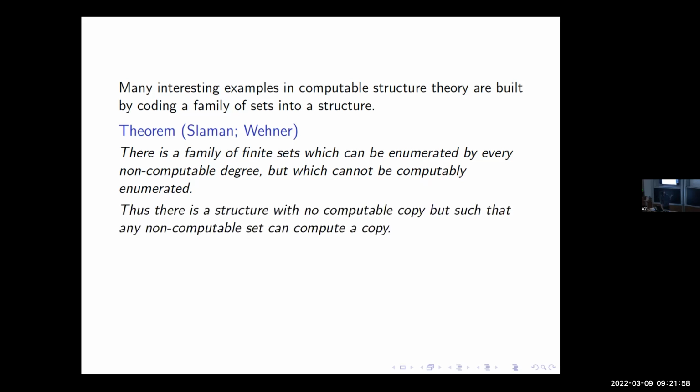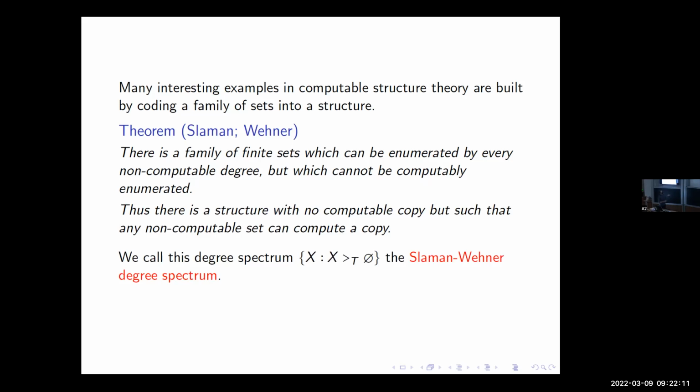So this is a family. And then doing some kind of minimal coding, like with that group, you can turn this into a degree spectrum. So there's a structure that has no computable copy, but any non-computable set can compute a copy. In terms of degree spectrum, the degree spectrum is exactly the non-computable sets. We call this the Slaman-Wehner spectrum. So I think this is a super interesting example, and it shows that there's suddenly a huge jump in terms of what you can do with families of sets versus what you can do just by coding sets themselves.